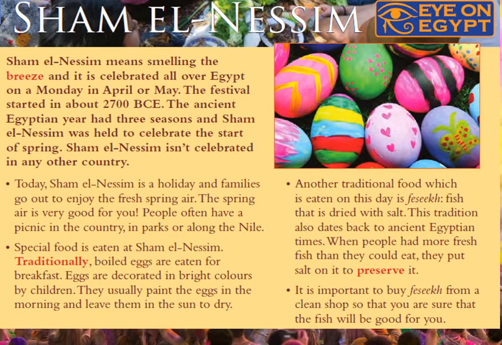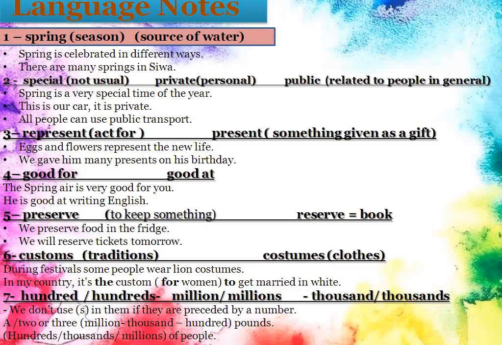Okay, now let's practice. Here we have some language notes. Before practice, we have some language notes, some important words to know. Okay, spring may have 2 meanings. A season: spring, summer, autumn, winter, and so on. This is a meaning for spring. Another meaning is a source of water.